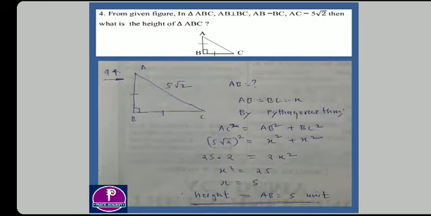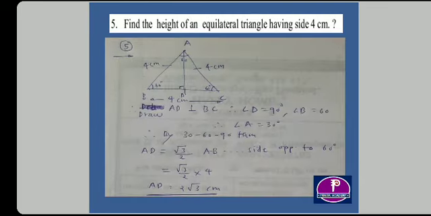Again, from given figure, in triangle ABC, AB perpendicular to BC, AB is equal to BC and AC is here 5 root 2. We have to find out height of triangle ABC. Height means side AB. So putting here values, we get height is equal to 5 unit.